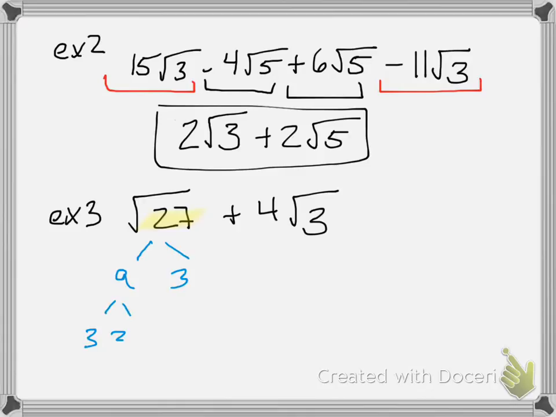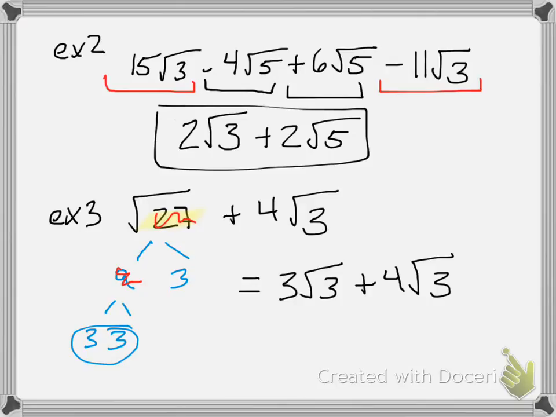27 breaks apart to 9 and 3. 9 breaks apart to 3 and 3. So there is a pair of 3's and 1 3 left over. That changes the square root of 27 to 3 times the square root of 3. We keep plus 4 square root of 3 because we didn't do anything with it. Now you will notice that the square roots are the same, the square root of 3 and the square root of 3, which means you can combine them. 3 plus 4 gives you 7 times the square root of 3. And that's your final answer.